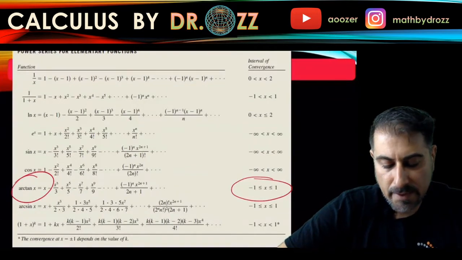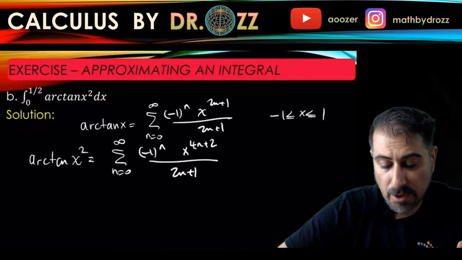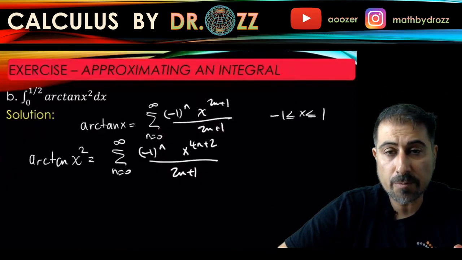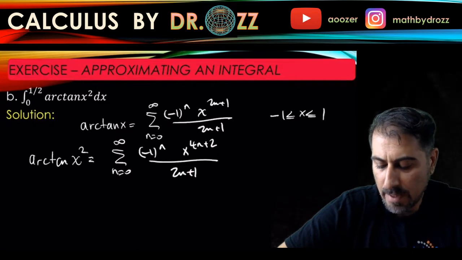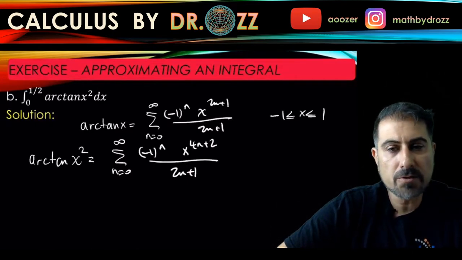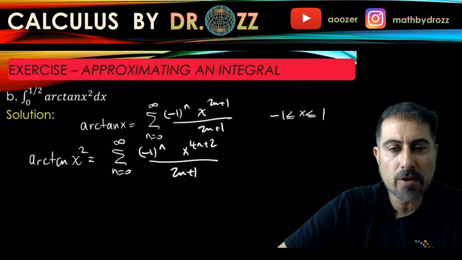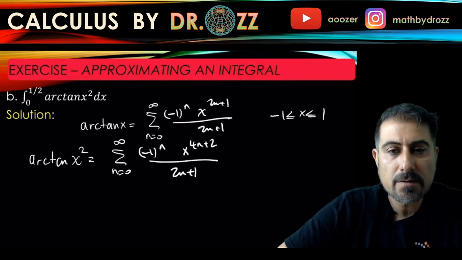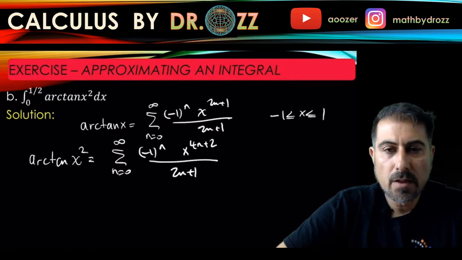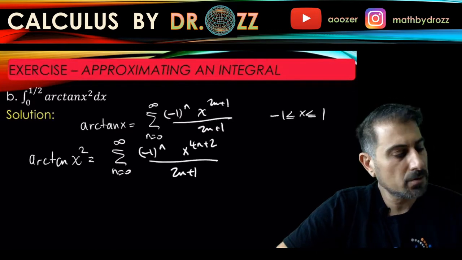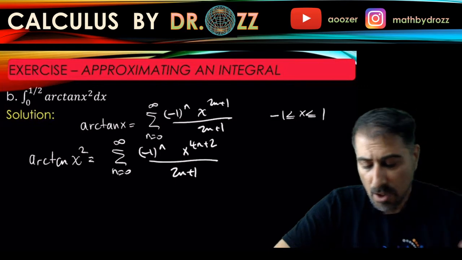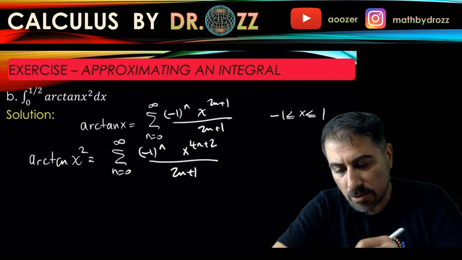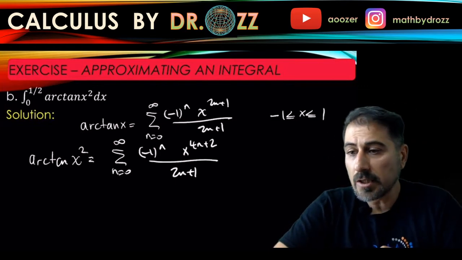So let's see what we have now. I have arctan x listed down here with the power series representation. This is the a_n term. And I have arctan x squared. All I do is just replace x by x squared in the power series of arctan x. Okay, so that's good. So we have (-1)^n x^(4n+2) divided by 2n+1. So now I can do the integration here.